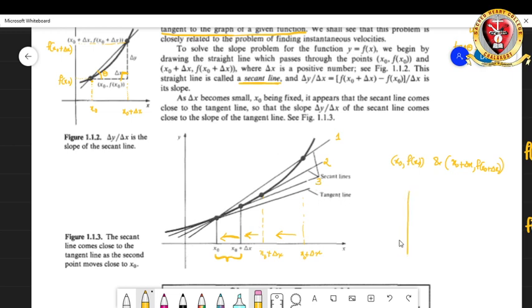You know what is a tangent line? If we have a function like this and a point like this, the tangent line touches the curve only at that point. So this line is called the tangent line of this function at this point x naught. So whenever this x naught plus delta x is moving closer to x naught, we are analyzing that the secant lines are approaching the tangent line, moving close to the tangent line.